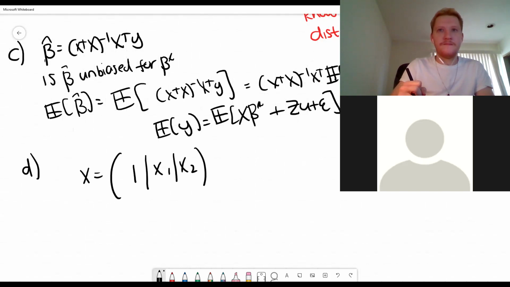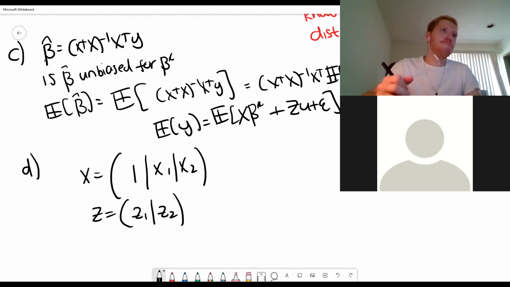What's up? I'm just wondering, it's like some X transpose X inverse times X transpose times X beta star. So it isn't unbiased, right? No, so this is X transpose X inverse, X transpose X beta star. And then notice how this is the identity matrix. Oh, this is equal to beta star. Okay, got it. It is unbiased.